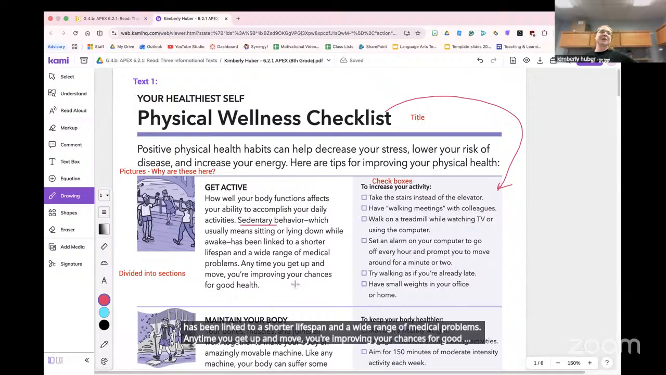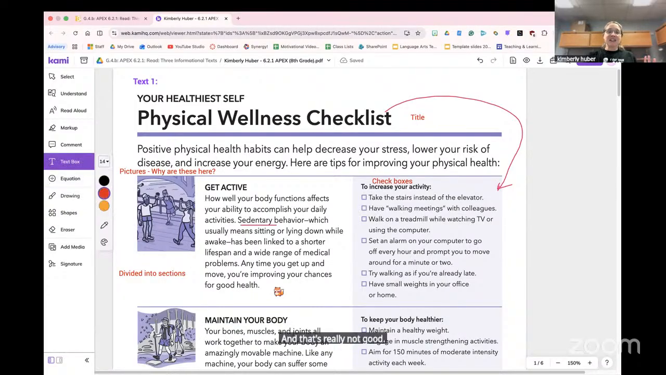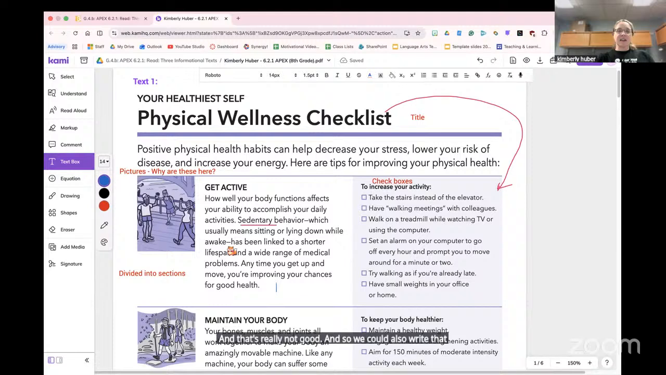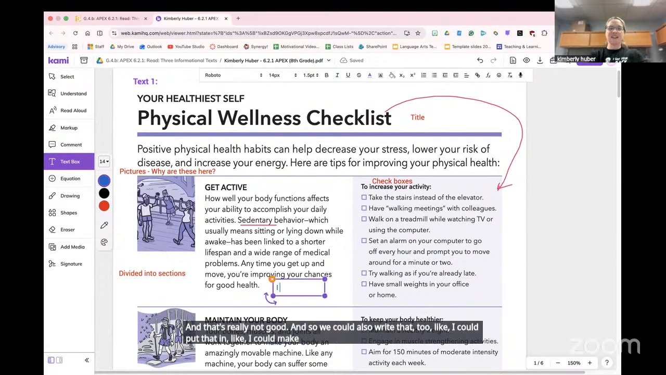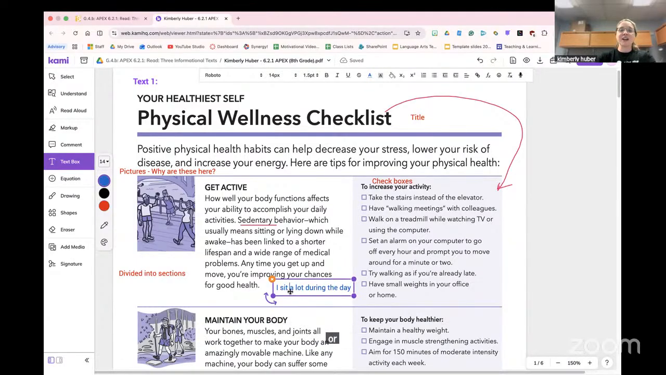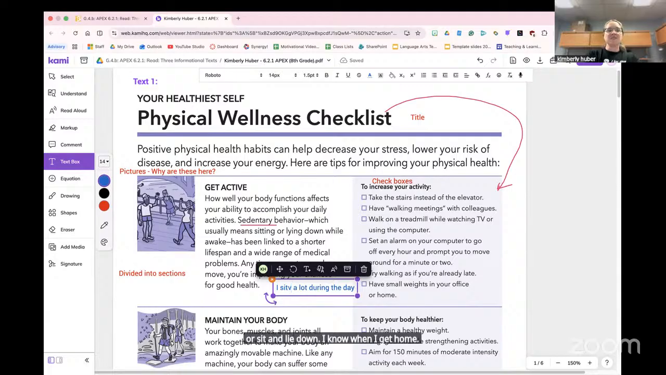I know, Rosalind, especially at online school. If you notice right now, I raised my desk up and I'm standing up, but sometimes I realize I've spent all day sitting in my chair. And that's really not good. And so we could also write that too. I could make a connection: I sit a lot during the day, or sit and lie down. I know when I get home, first thing I want to do is go lie down, right? Lie down, lay down, sorry.